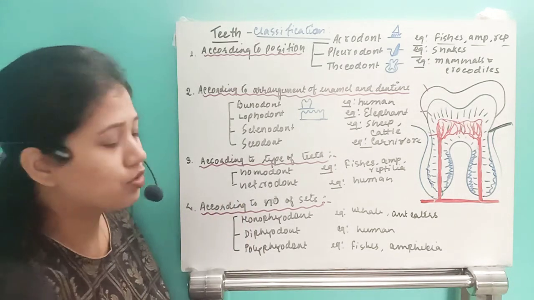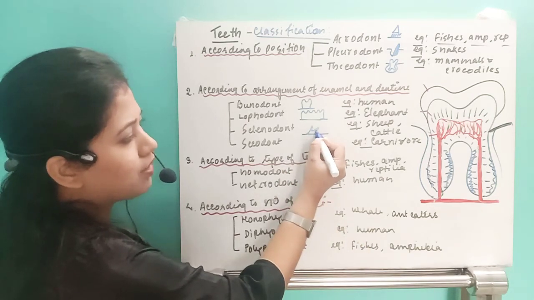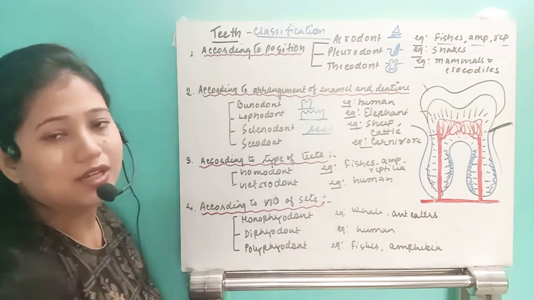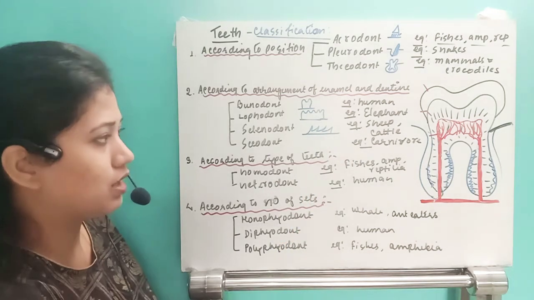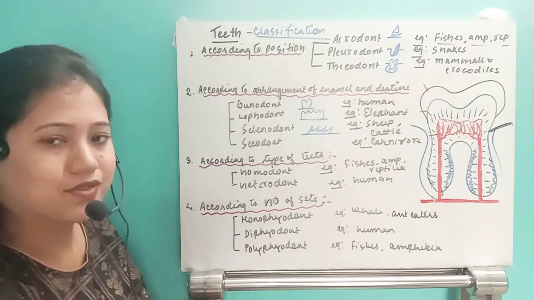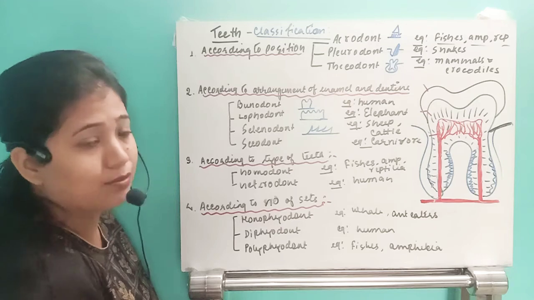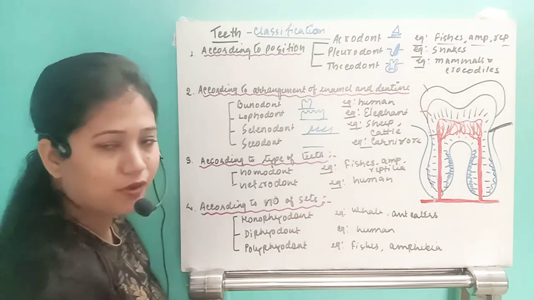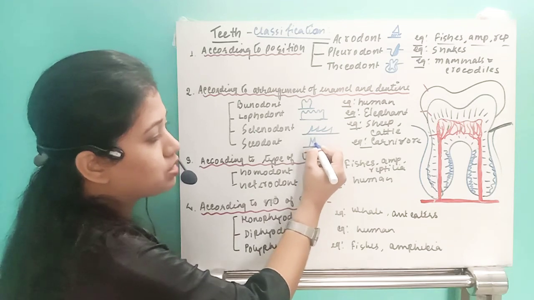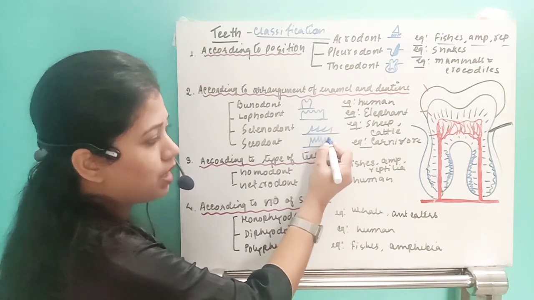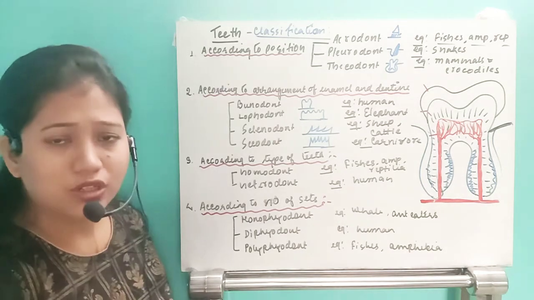Next one, selenodont type of teeth. In the selenodont type of teeth, the teeth are going to have some cusp-like structure like this. Okay, so this is present in the case of herbivores like sheep and cattle. They are going to have selenodont type of teeth. And the last one is called the secodont type of teeth. In the secodont type of teeth, the enamel part has pointed, sharp ends. Okay, so this type of teeth is called the secodont type of teeth.